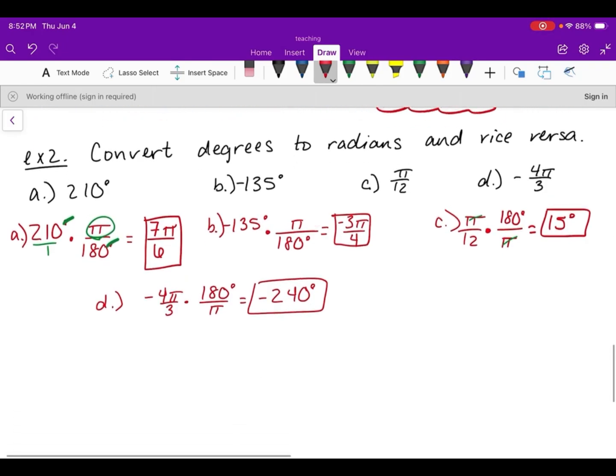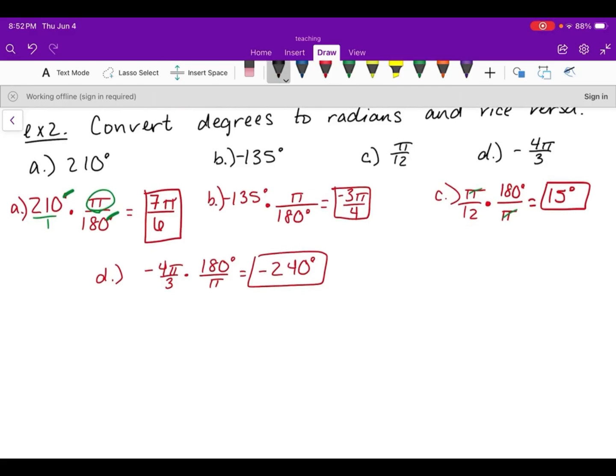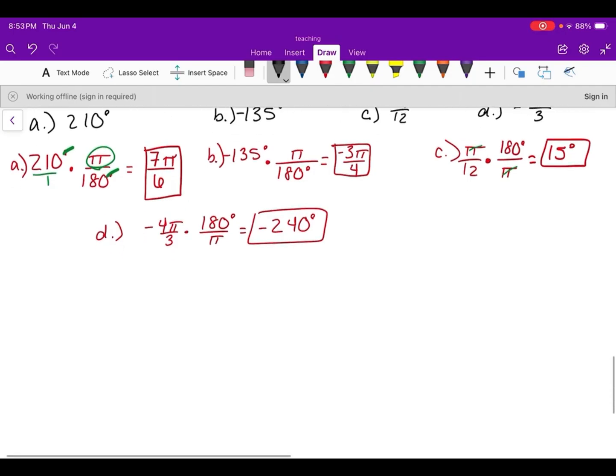Let's talk about some common angles that we're going to use. You're going to use some of the radian measures so often with the degree measures that it's going to be pretty time consuming if you always have to convert. So sometimes you're just going to want to have certain ones memorized. So let's talk about which ones we may want to have memorized.